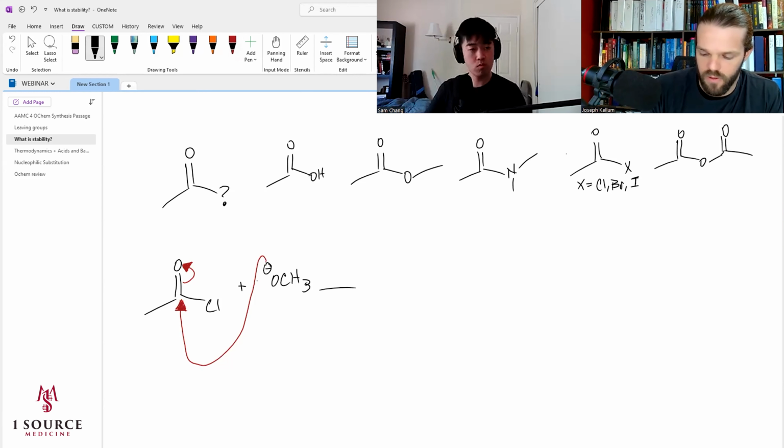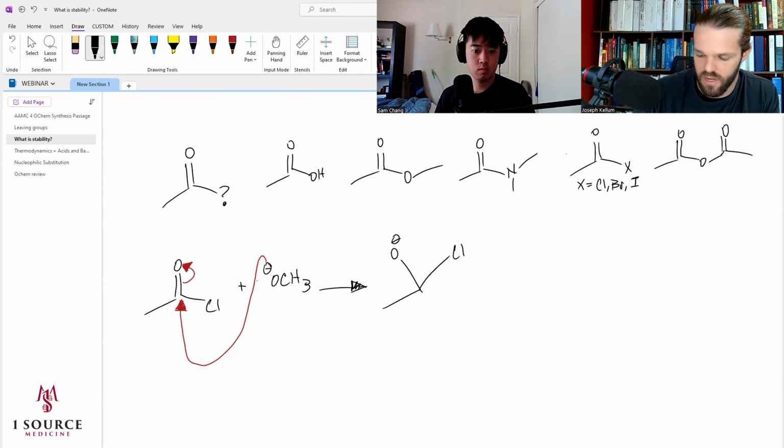And so here we proceed via this sp3 reaction intermediate, where now we've got the negative charge on this oxygen, we have our chloride here, and our nucleophile coming in right here. And so we're going to call this the tetrahedral intermediate, or sometimes you'll see it called the sp3 intermediate. They love to test this, by the way.